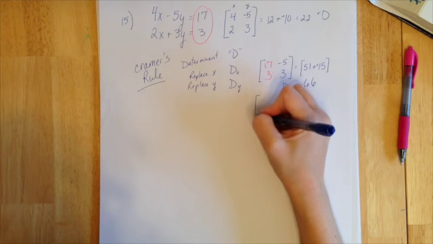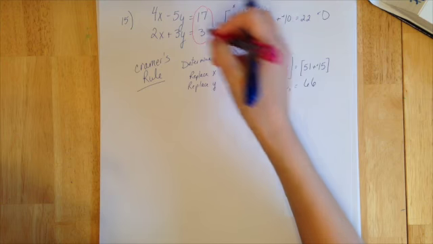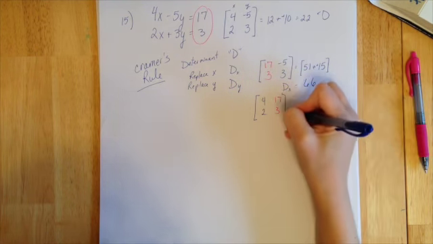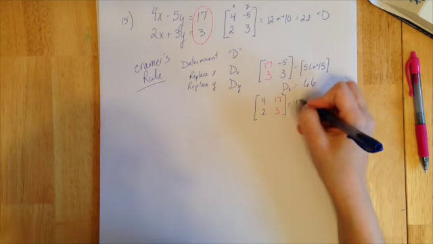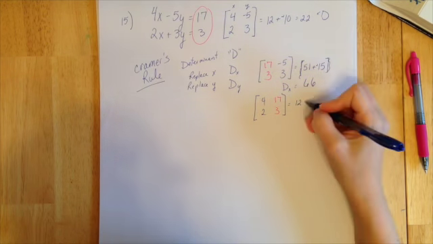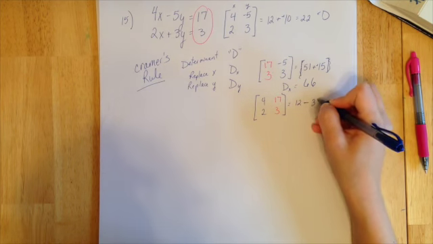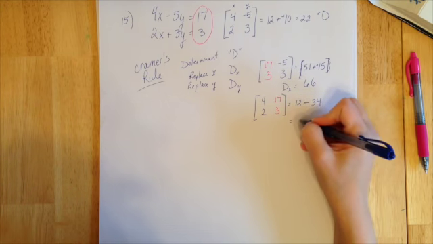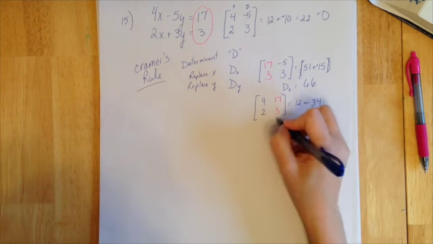For our Dy, we'll do the same thing, this time keeping our x and replacing y with our answers. So our determinant, AD, is 12, minus BC, which is 34, subtracting, we get negative 22. Again, this is Dy.